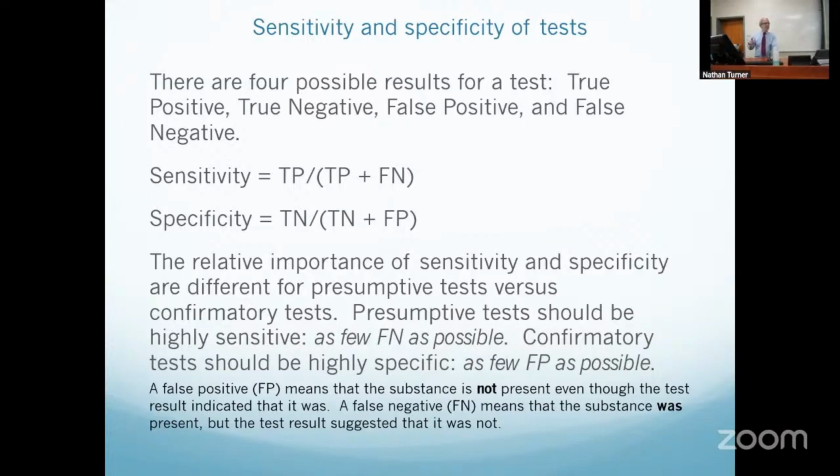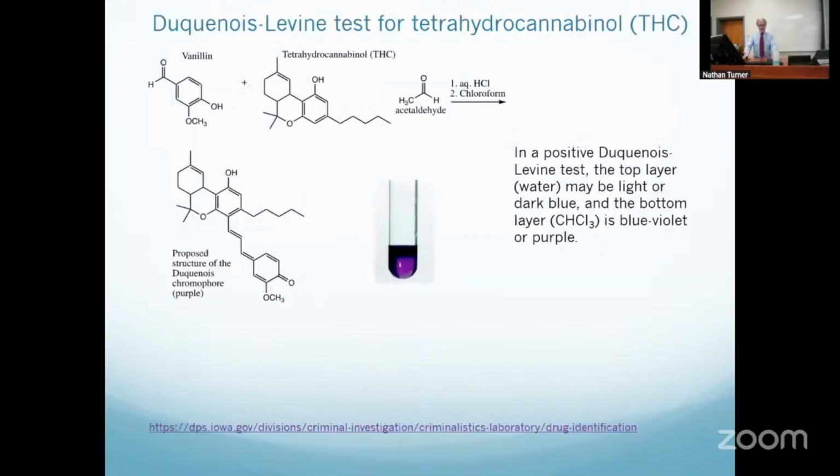Okay, so that's just sort of general principles. All right, so let's look at a well-known presumptive test. It's the Duquenois-Levine test for tetrahydrocannabinol. And for those of you who are not chemists in the audience, all the vertices in these drawings are carbon atoms with an appropriate number of hydrogen atoms connected.